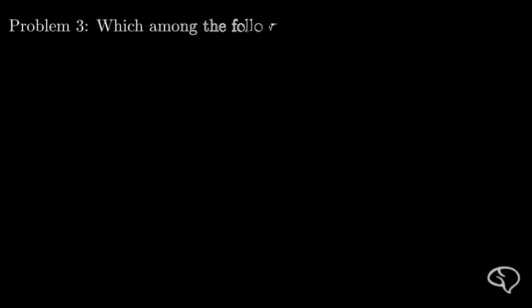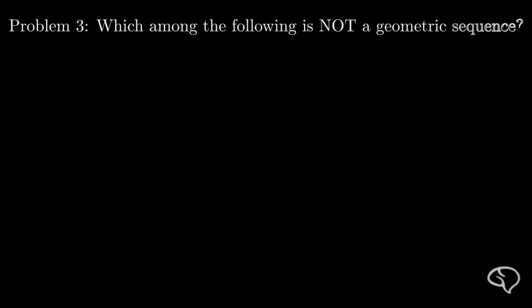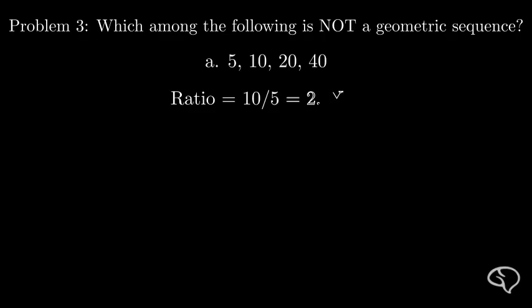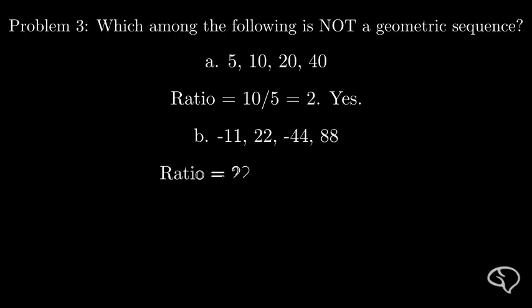Which of the following is not a geometric sequence? We'll check the common ratio for each option. For option A, 10 divided by 5 is 2, 20 divided by 10 is 2, and 40 divided by 20 is 2. The ratio is constant, so this is a geometric sequence. For option B, 22 divided by -11 is -2, -44 divided by 22 is -2, and 88 divided by -44 is -2. The ratio is constant, so this is a geometric sequence.